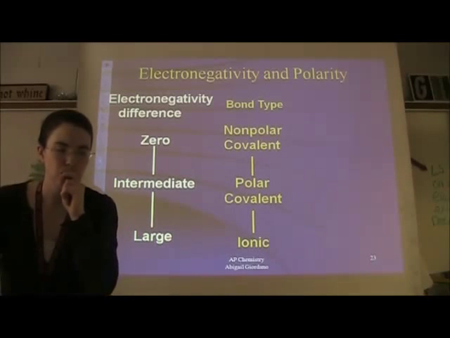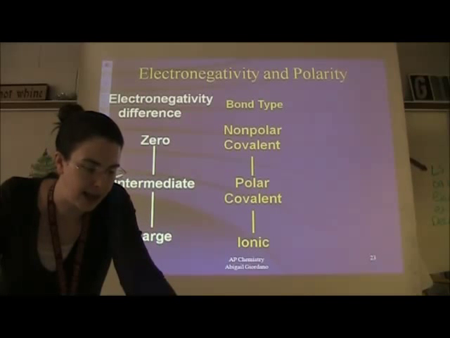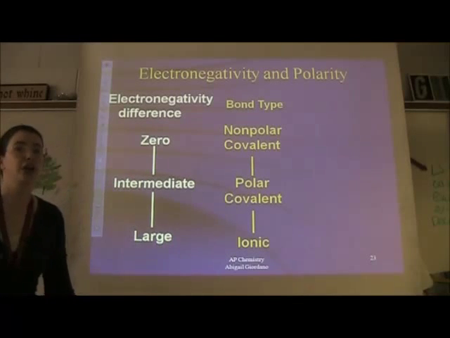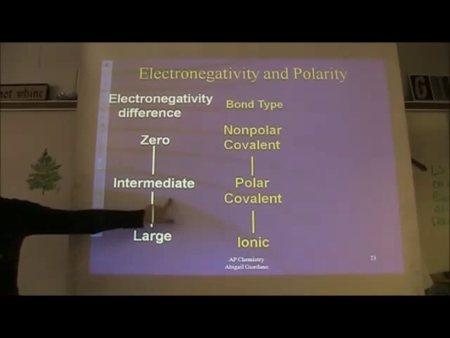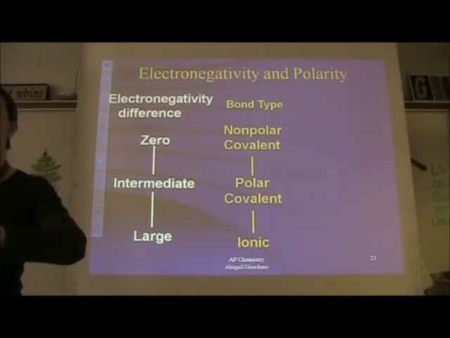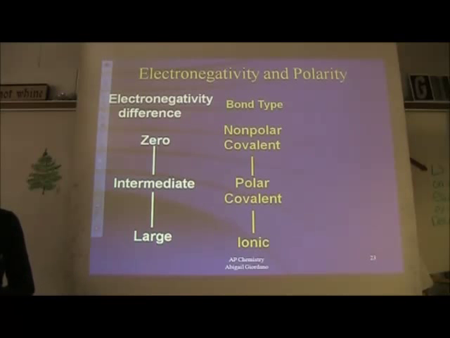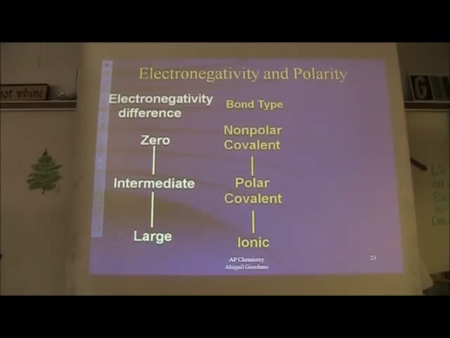For example, what is the difference between aluminum and phosphorus from this chart? What's the number? 0.6. Guys, that's not a huge difference. That would fall right in here. 0.6 is not a big difference between two elements. But think about it: aluminum, phosphorus. Is that ionic or covalent? Ionic. Why? How do you know that? Aluminum is a metal. It's ionic, but here's the thing. Is it super duper ionic?